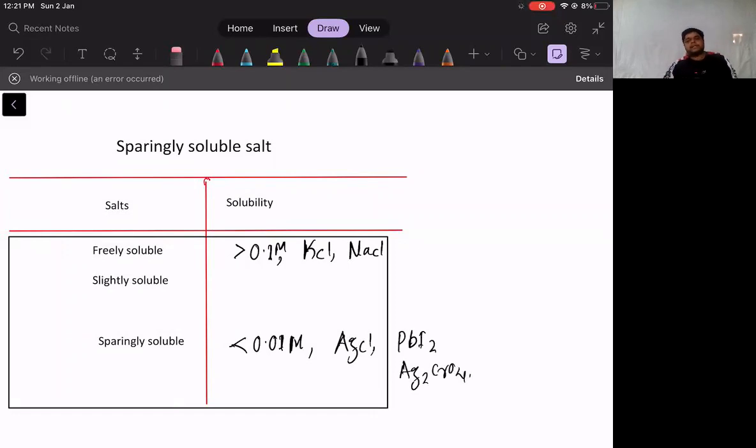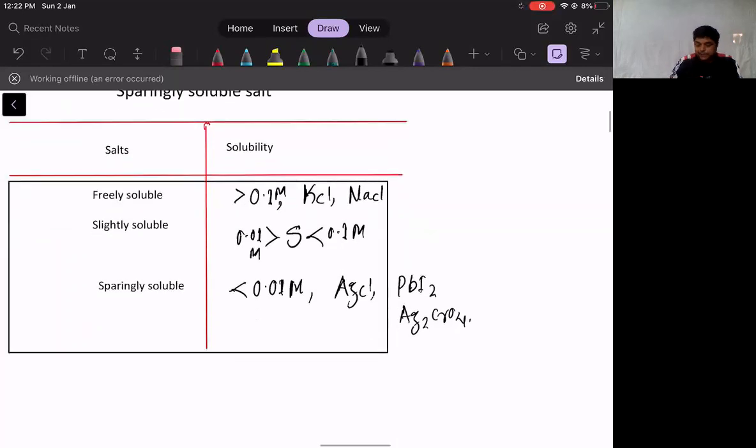In between these two extremes, we have the slightly soluble substances, and their solubility will be lying between 0.1 and 0.01 M, where M means the molar concentration. When such a sparingly soluble salt is put in water, it dissolves only to a little extent, producing ions. The ions and the precipitate or the solid form remain there in equilibrium.